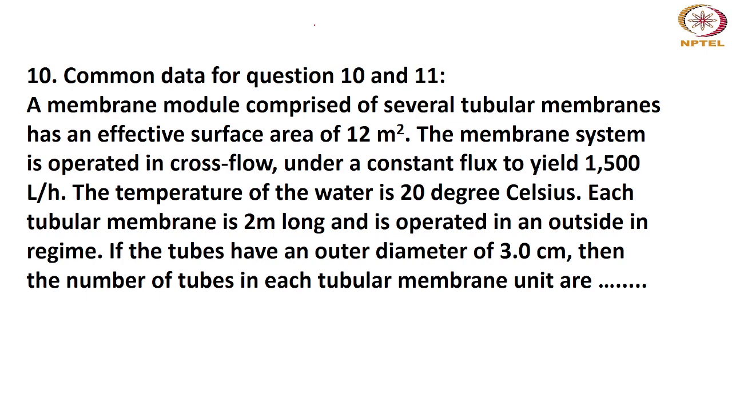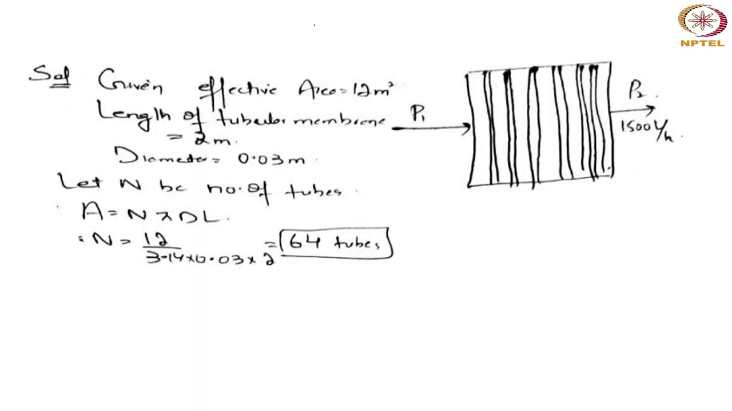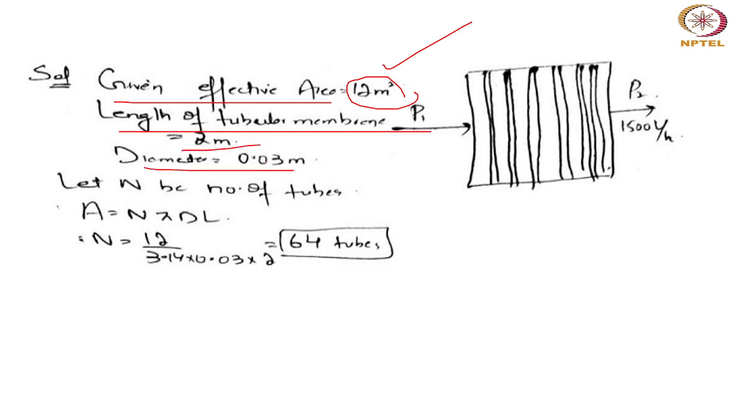So we go for the solution. The correct answer is 64. Nothing you need to do here is very easy. The effective area was given as 12 meters square. This is the total area, right? The length of each tubular membrane was 2 meters. The diameter is 0.03 meter, right?